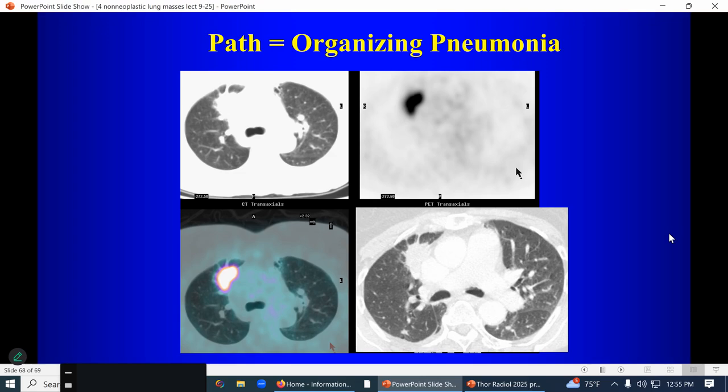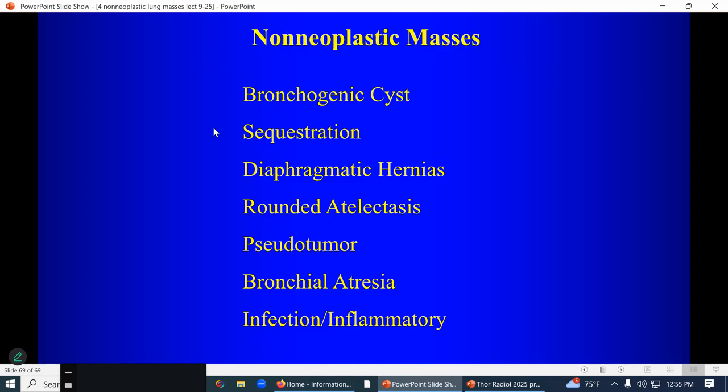Not that whenever you see this, you're going to say organizing pneumonia. You're going to say lung cancer, I hope, every time you see something like this. But the point is, sometimes there are these inflammatory lesions that will look just like lung cancer. Okay? Sometimes they'll get you. All right? So that is our discussion of non-neoplastic masses.